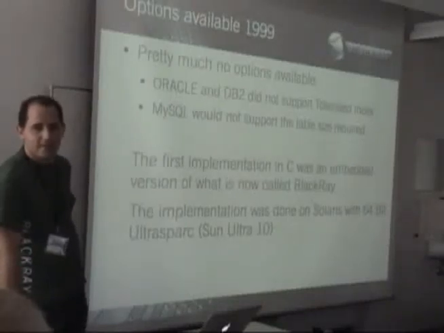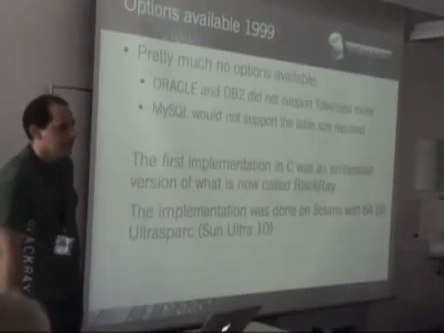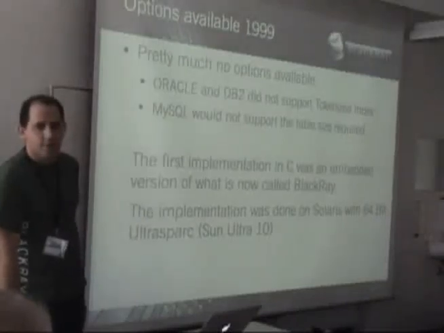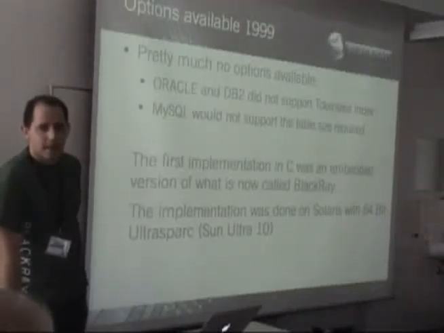What size are you talking about? For the full text index, it was about 500 million rows. And it just wouldn't work back then.